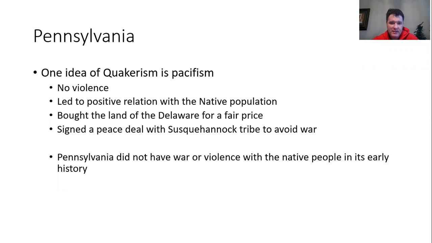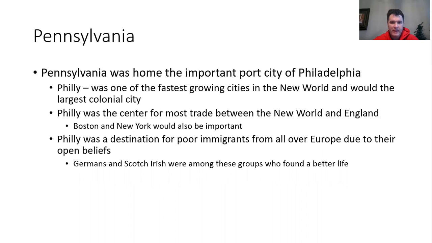The Quakers believe in pacifism, and so they don't believe in violence. They have a positive relationship with the Native American people. They actually buy the land from Native American tribes at a fair price. They sign peace deals to avoid war. And Pennsylvania is the only place in the colonies where there's no conflict with the natives. We talked about New York and New Jersey having good relations with the natives. Pennsylvania has by far the best. Okay. Pennsylvania is also home to Philadelphia, which becomes one of the largest cities in the New World, and it's the center for trade. And we already talked about poor immigrants moving from Europe due to these open beliefs. Okay.